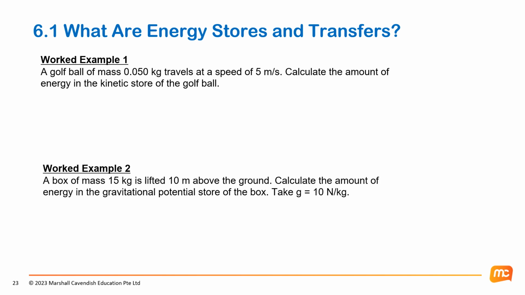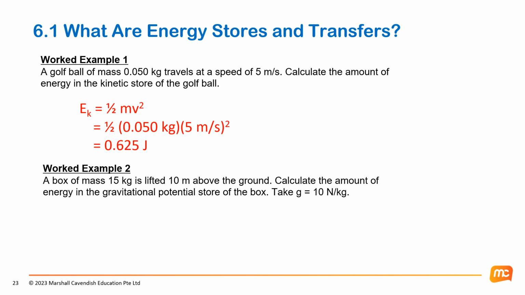So let's move on to our worked examples. Our first worked example: a golf ball has a mass of 0.05 kilograms. It's traveling at 5 meters per second, and we want to find out the amount of energy in the kinetic store. Very simply, we just apply our formula, Ek equals half mv squared, substitute our values inside, and this will give us our answer of 0.625 joules.